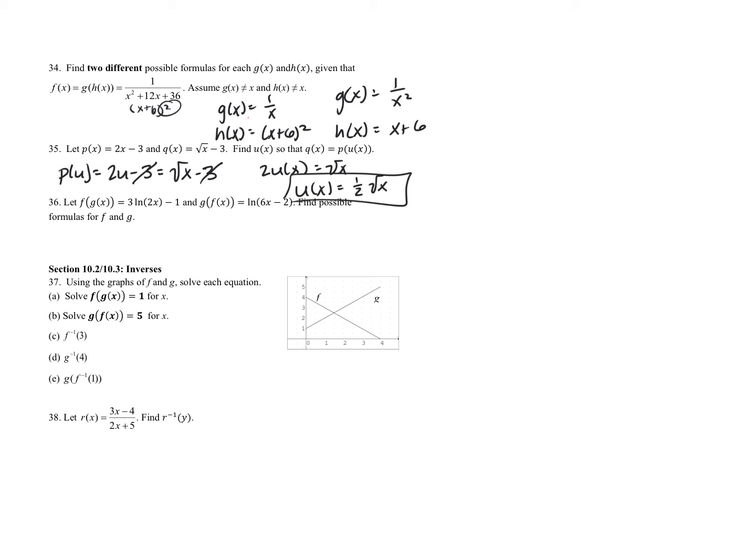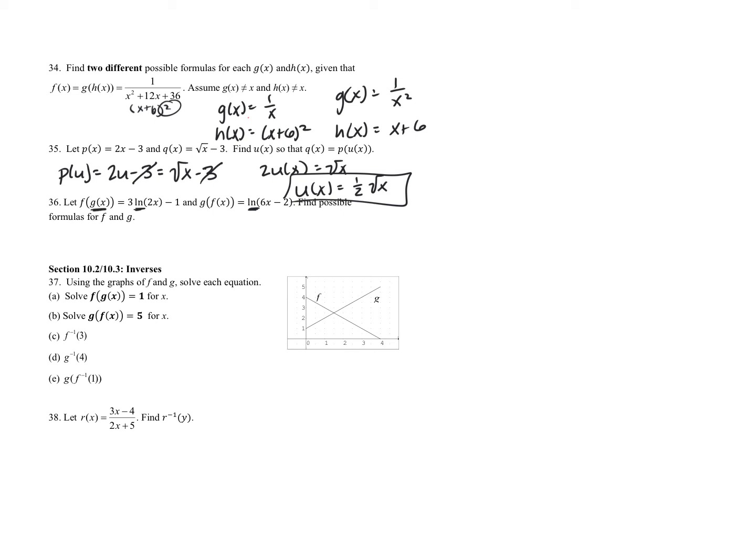All right, 36, let f of g of x equal 3 natural log of 2x minus 1, and g of f of x be the natural log of 6x minus 2. So notice we have a natural log in both of these. Here, natural log is the outer one, and here kind of looks like natural log's on the inside.